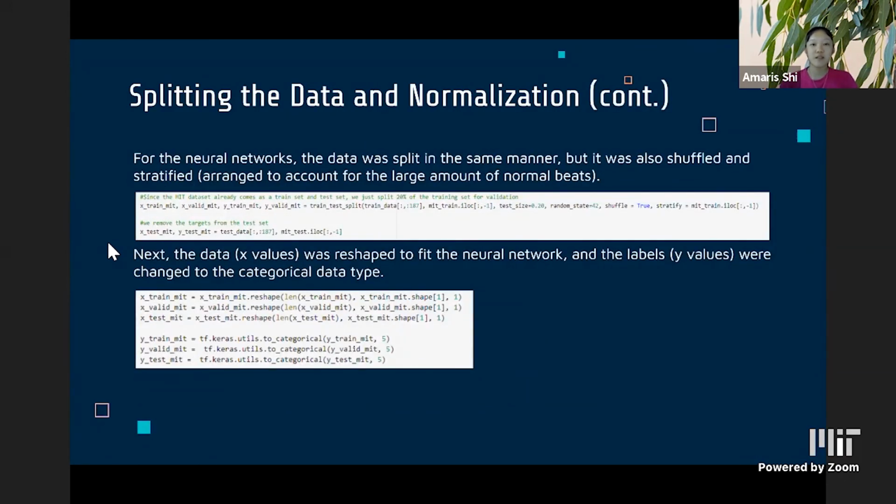For the data we used in our neural network, we also shuffled and stratified the data while we split it. The X values were then reshaped to fit the neural network, and the Y values were changed to categorical.